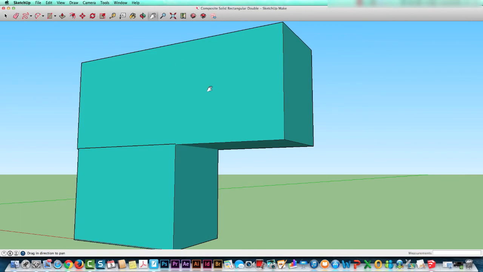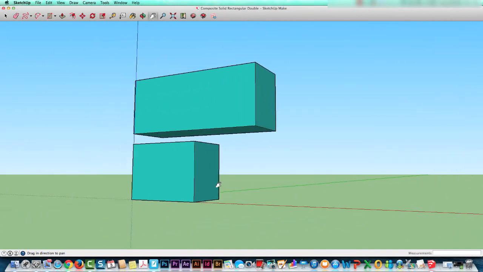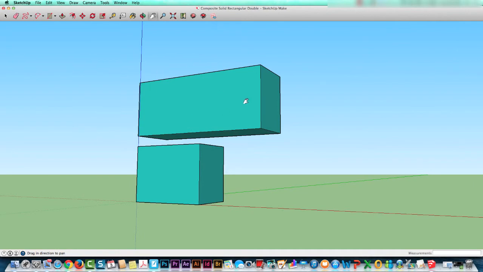I'm in SketchUp and I made a solid similar to the one in the problem. Now here's what the problem is. You might want to separate this into two separate objects, find the surface area of each individual object separately and then add the two numbers. But that's going to be a problem because you're going to be adding more area than you should. And here's why. I'm going to zoom in on this.